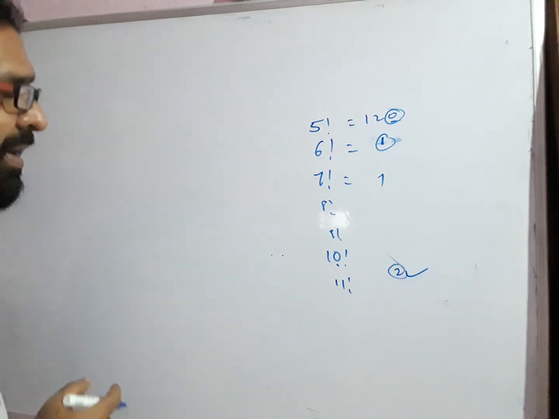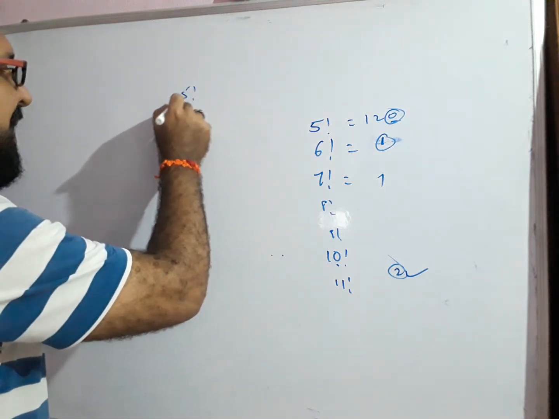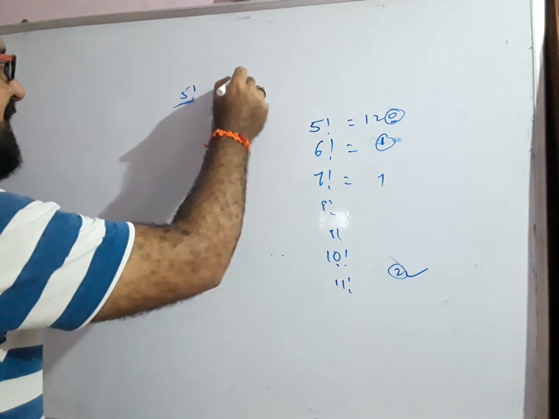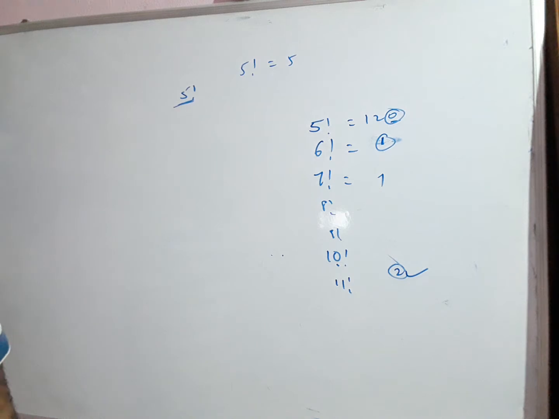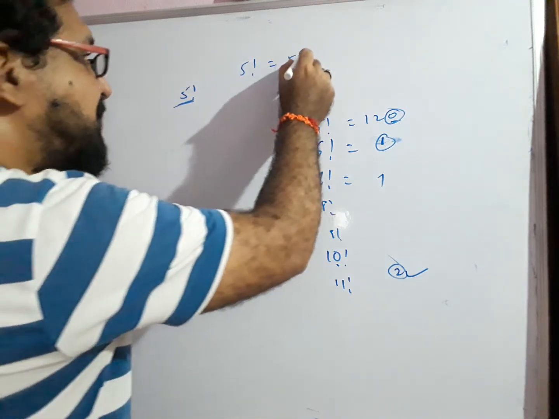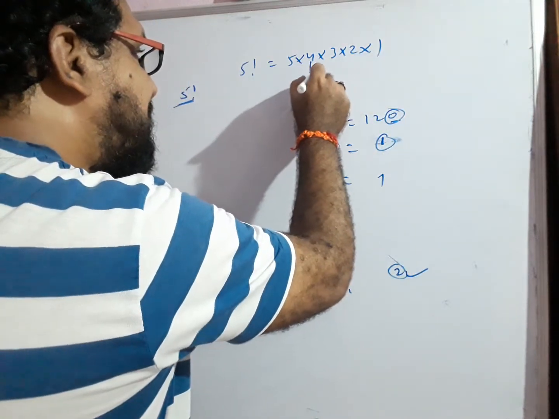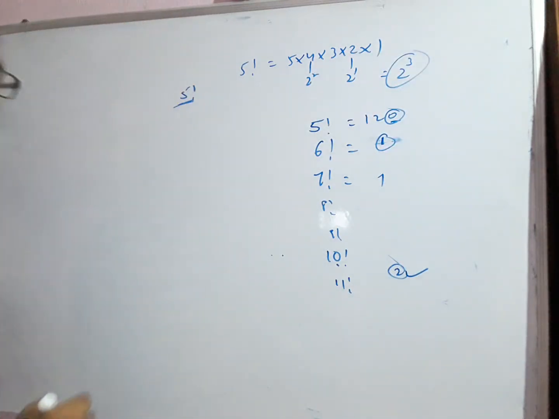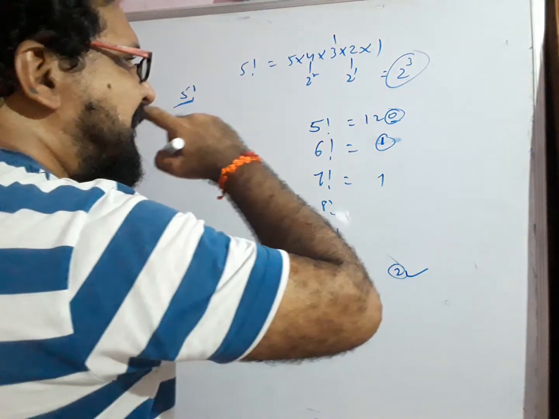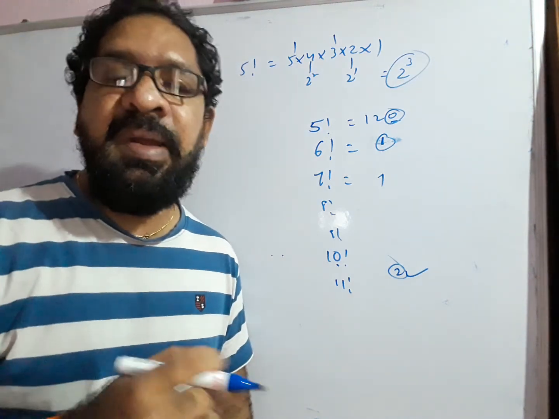So here, not only the number of zeros, but also in 5 factorial the highest powers of 2. Suppose 5 factorial, the product of the first 5 natural numbers, is called 5 factorial. That is 5 into 4 into 3 into 2 into 1. So this 4 is 2 square, and this 2 is 2 power 1, so altogether 2 cube. So the highest power of 2, how many will be? 2 cube means 3. The highest power of 3, how many? Only 1. The highest power of 5, how many? 1. So here p means prime numbers only.